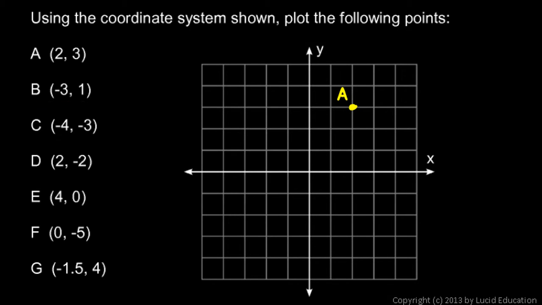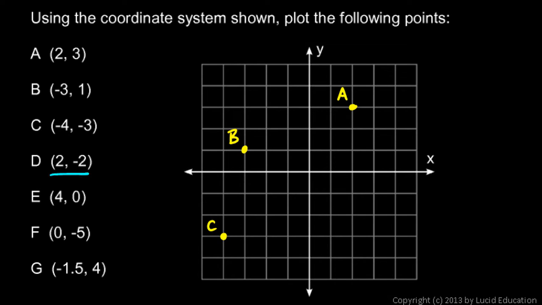Point B is (-3, 1). So the x value is negative. That means we go to the left 3 and then up 1, and that puts us here. So that's point B. Point C is (-4, -3). A negative x value means we go to the left 4, and then a negative y value means we go down 3. So that puts us right here for point C.